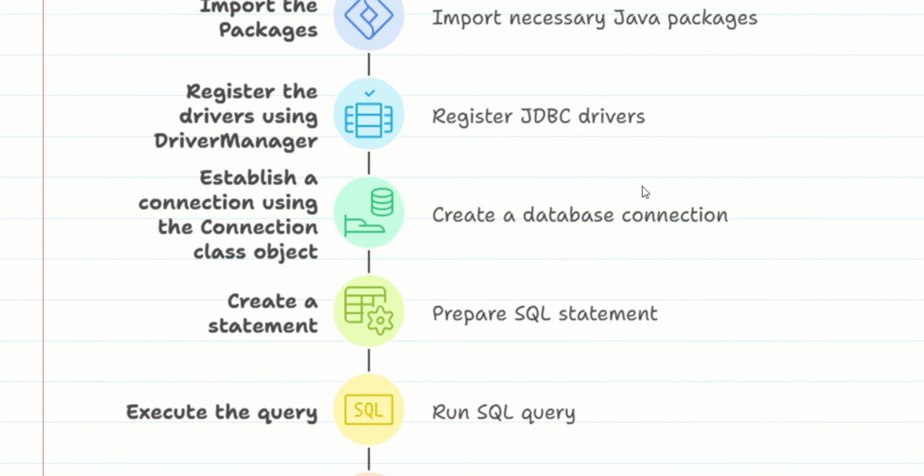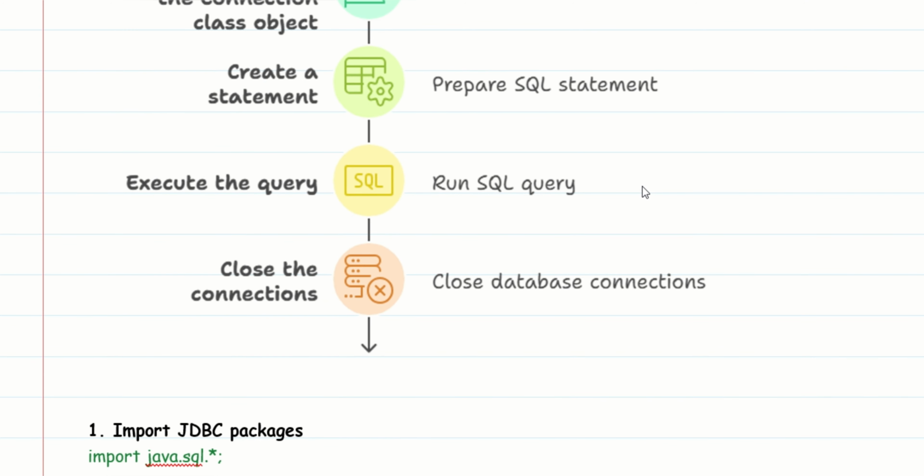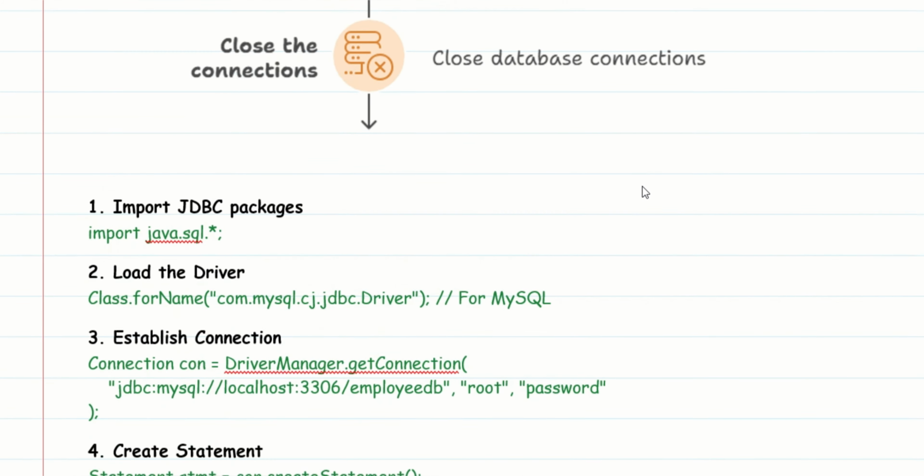Then using that connectivity, create a statement object. Then using that statement object, execute the query and store it in the result set, and iterate over that result set and get the required data. Once everything is done, close the connection.